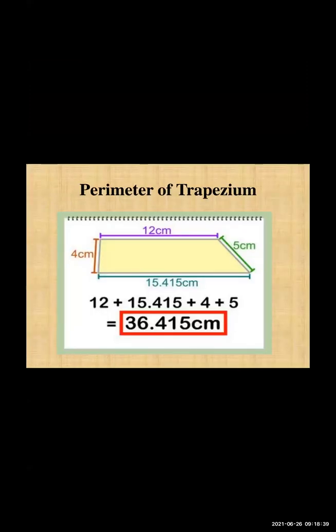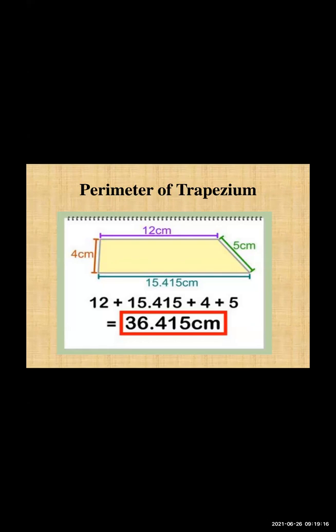Next, it's perimeter. Again, perimeter means outer boundary. So whatever the outer boundary values are, just add them. There is no separate formula for perimeter of any of the sides. So here 4 and 12 and 5 and 15.415 centimeter. All the values are already given in centimeters. So just add them. 12 plus 15.415 plus 4 plus 5. Whatever the value is, we don't have to think about it, just add them and find the value.